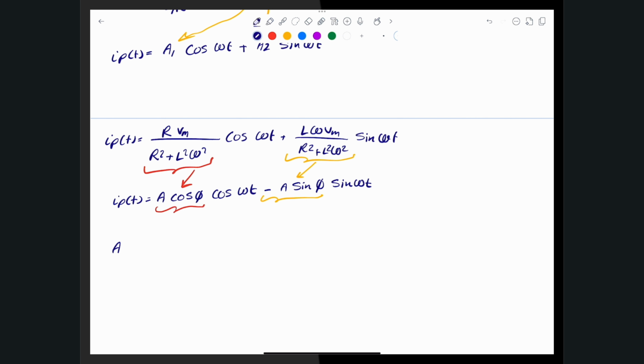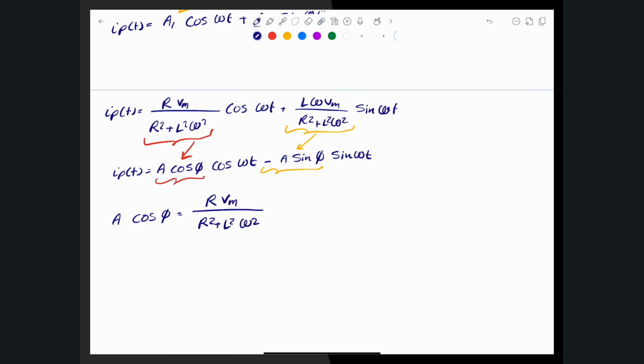So we have A cosine of phi should be equal to R times Vm divided by R squared plus L squared omega squared. And similarly, we can say that negative A sine of phi, or we can just move the negative to the other side. Well, I'll do it later. So for now, it's L omega Vm divided by R squared plus L squared omega squared. So what I said by moving it to the other side, we'll remove the negative from here and put it here. All right, so we can do a few things.